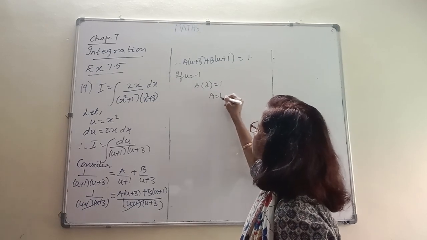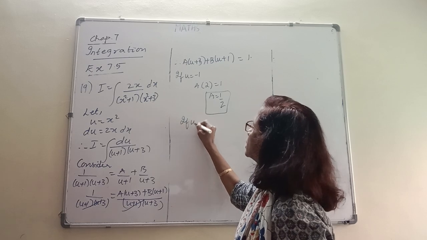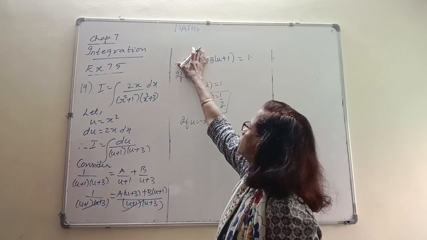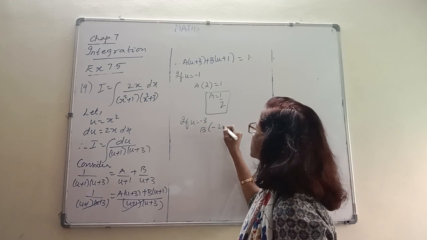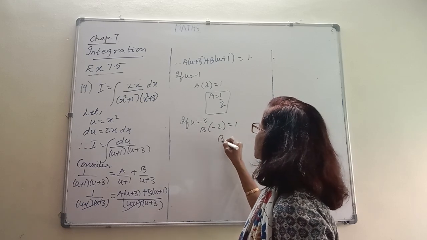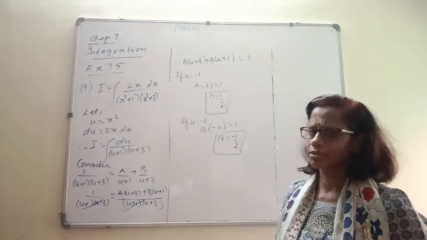So A is half. Also, if you substitute u as negative 3, then the A term is going to vanish, and you are going to have B times (negative 3 plus 1), that's negative 2, equal to 1. So B becomes negative half. So you have got A and B. Now it's easy to do the integral.